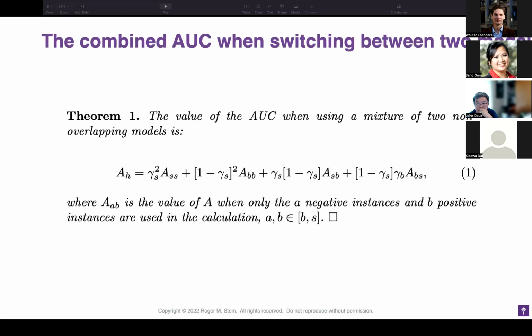So here's our first result. And you can see the appendix of the paper for the actual proof. But if I have these two models with AUCs, ABB, ASS, ASB, ABS, thinking back to that equation I said, you can decompose these things. So all I'm doing is decomposing these different data sets into pairings that pair either full data with full data, partial data with partial data, or partial data with full data, or full data with partial data.